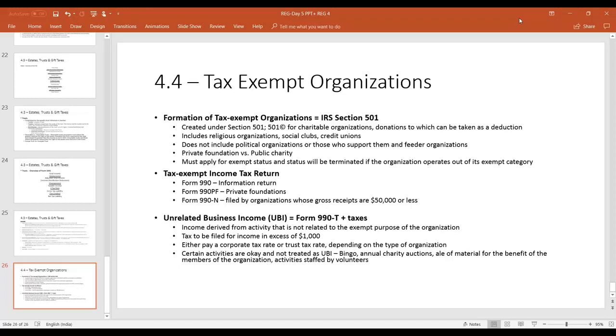Now, there are certain items that are unrelated to the exempt nature that can still be okay, which means that they don't trigger the UBI tax. This is, for example, any bingo games that are played in the churches, any annual charity auctions, any sale of material for the benefit of the members of the organizations, or any activities that are staffed by volunteers. These are slightly unrelated from the exempt nature, but they're okay for these tax exempt organizations and do not trigger UBI. But anything else would trigger UBI and they will have to pay taxes. And this will be on income in excess of $1,000.